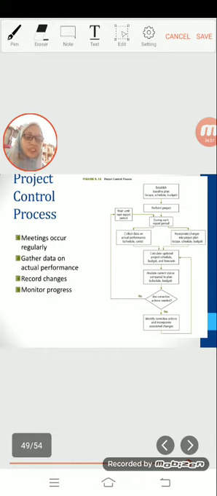Project management is a proactive approach to controlling a project to ensure that the project objective is accomplished even when things do not go according to plan. This is the project control process, from establishing the base plan until identifying corrective action. So every single project must follow this project control process.